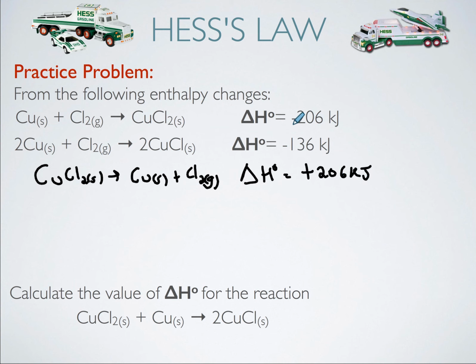So now instead of having a negative 206 kilojoules, it's going to be a positive 206 kilojoules. And now since I've replaced this equation, I'm just no longer going to use it. Let's see if there's anything else that I have to change. I'm supposed to have CuCl on the right side. It looks like that's already on the right side.